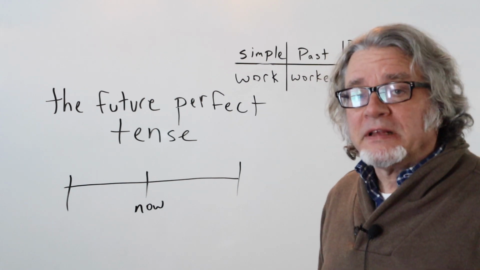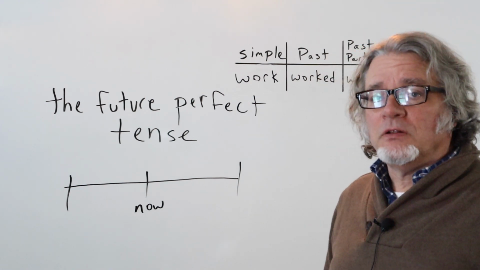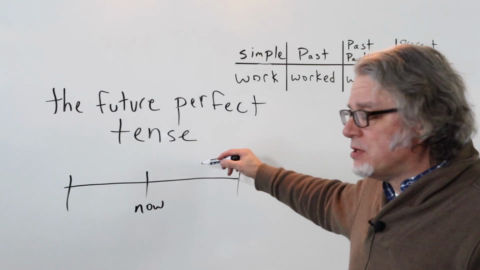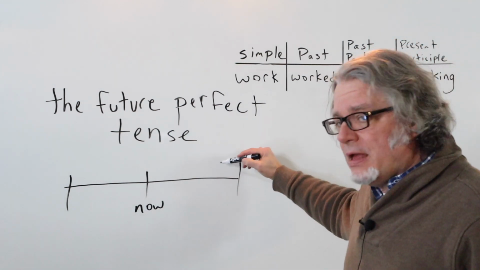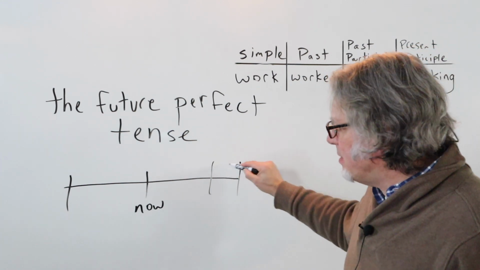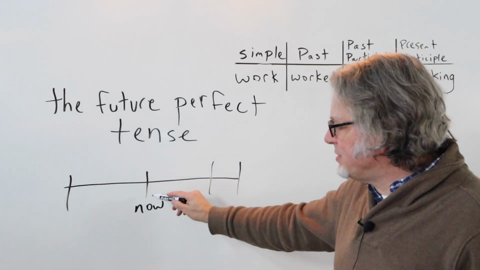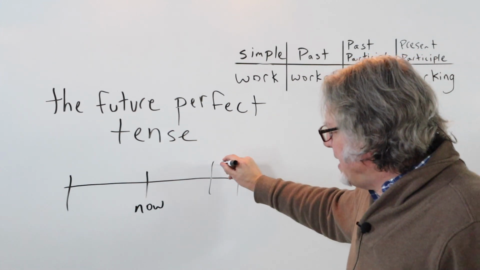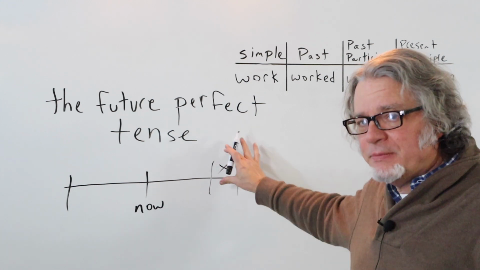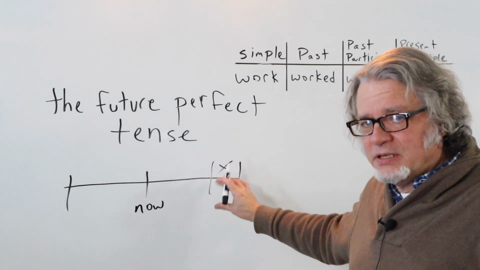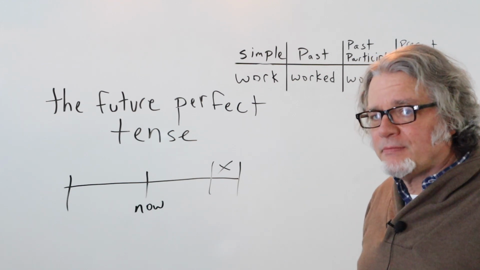The future perfect tense is a very difficult verb tense to use. Use it when talking about some action, some sort of activity that's completed in the future. So this is now, and the future perfect happens sometime here. And that action or activity is completed.